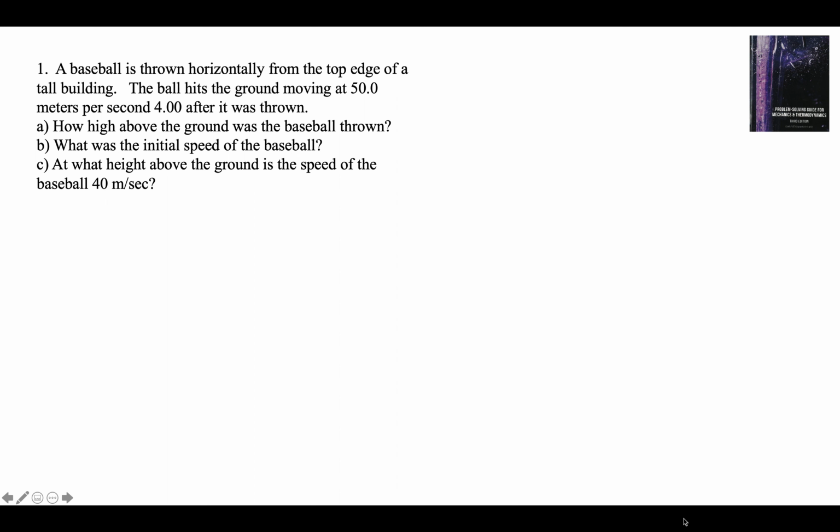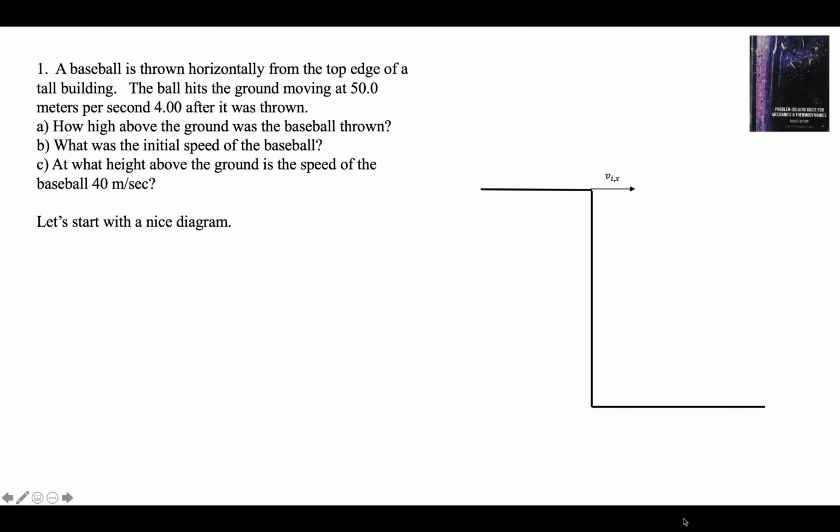What is the initial speed of the baseball? At what height above the ground is the speed of the baseball 40 meters per second? Let's start with a nice diagram. There's our building. The baseball is thrown horizontally. Hits the ground going 50 meters per second 4 seconds after it was thrown. There's the y, the height, and the x, the distance away from the base of the building it hit.